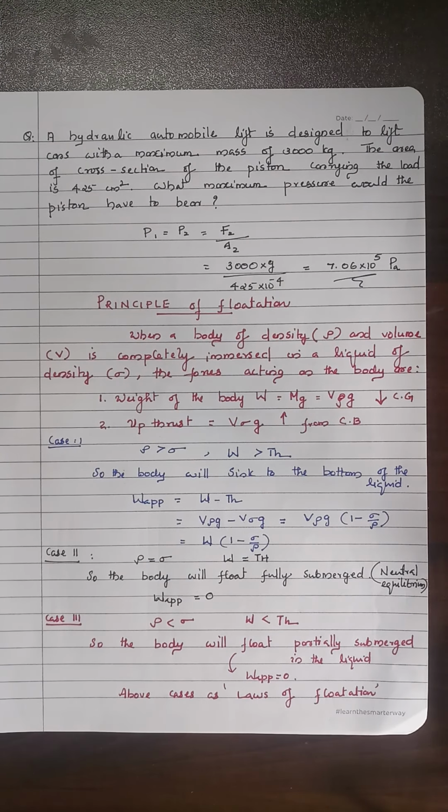A hydraulic automobile lift is designed to lift cars with a maximum mass of 3000 kg. The area of cross section of the piston carrying the load is 425 cm square. What maximum pressure would the piston have to bear? The pressure is nothing but force by area. Simple substitution. In order to lift 3000 kg, the weight becomes mg.